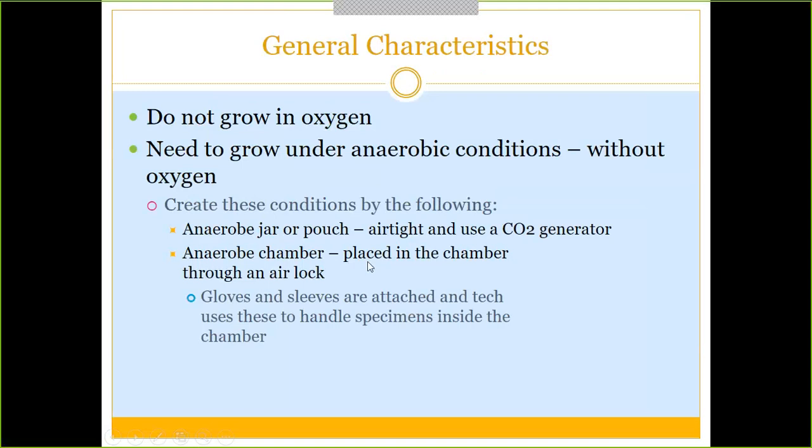All right, so again, anaerobes, they do not grow in oxygen, so they have to grow in obviously anaerobic conditions, basically meaning without oxygen. There's a lot of different ways that you can create this. Common ways would be, one, having an anaerobic incubator, what they call an anaerobe chamber, that you can just put it in if you do tend to work up a lot of anaerobes.